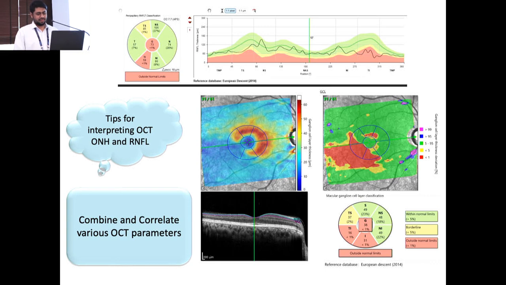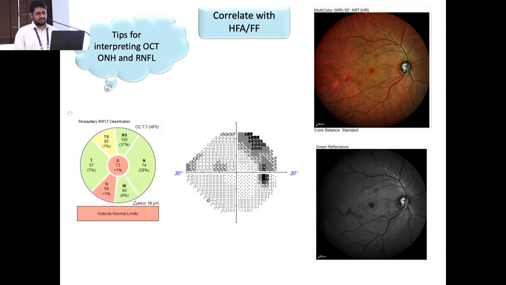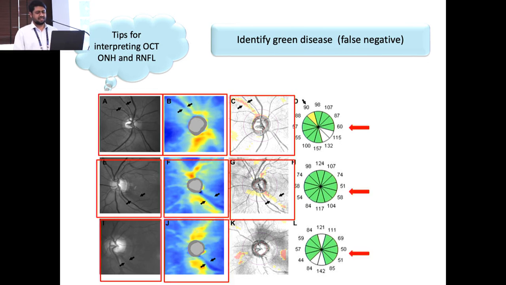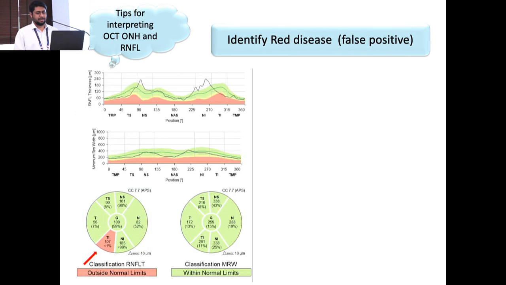And compare and correlate in the Spectralis OCT also. And you can correlate with HFA when there is a definite glaucomatous perimetric damage. That is also a good option. But in pre-perimetric glaucoma, it won't be useful. And the green disease and red disease will be discussed by Faisal sir. So I will just say one word about red disease. Some red things will be coming.